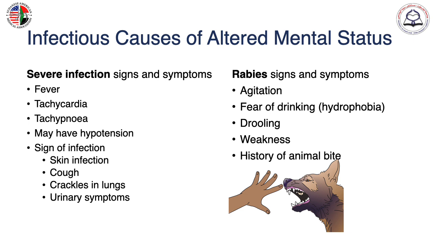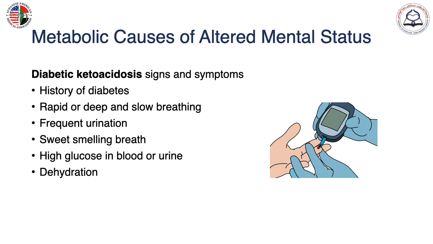As mentioned, in severe infection you can get fever, tachycardia, tachypnea, and hypotension might happen. You get signs of skin infection. You can get signs of lung infection, cough and crackles, and urinary symptoms like dysuria. In some areas with rabies, you can get agitation, fear of drinking water, hydrophobia, drooling, weakness, and the patient might have a history of animal bite.